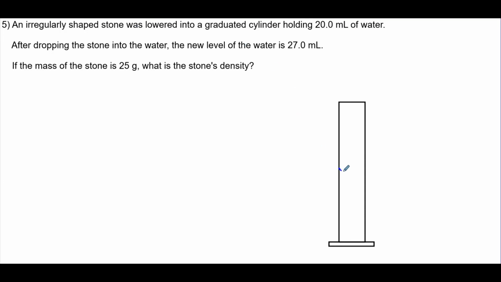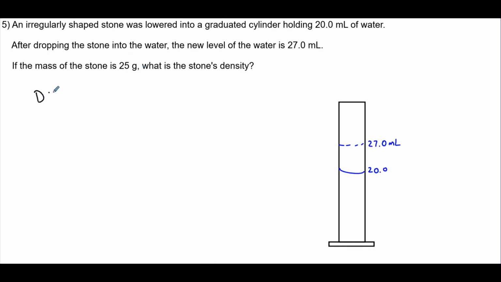Let me kind of draw that in on my graduated cylinder here. Let's just pretend that was 20. And then after dropping the stone into the water, the new level of the water is 27. So I'll draw a new level right up here and say that's 27. If the mass of the stone is 25 grams, what is the stone's density?